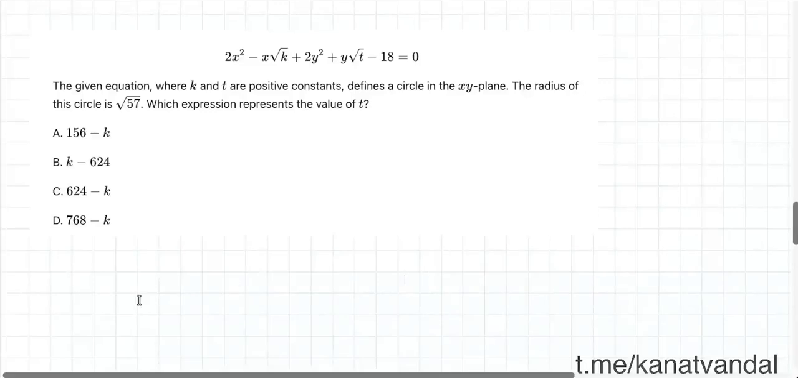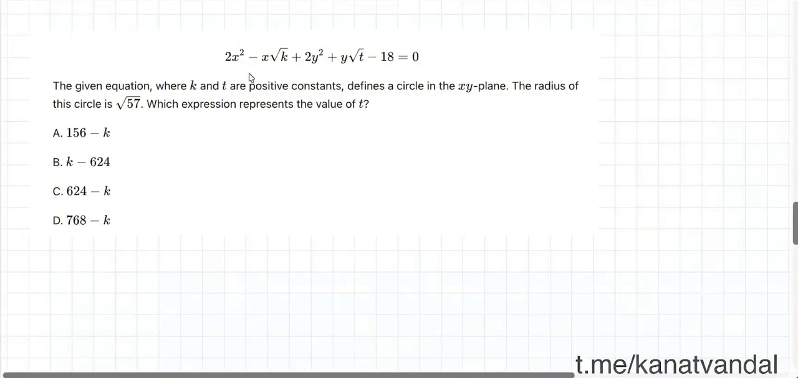The given equation, where k and t are positive constants, defines a circle in the xy plane. The radius of the circle is square root of 57. Which expression represents the value of t? And in fact, we can see that the given equation of a circle is written in a quite messy way, right? It's not very pleasant.